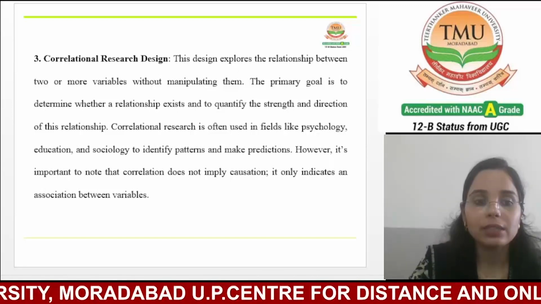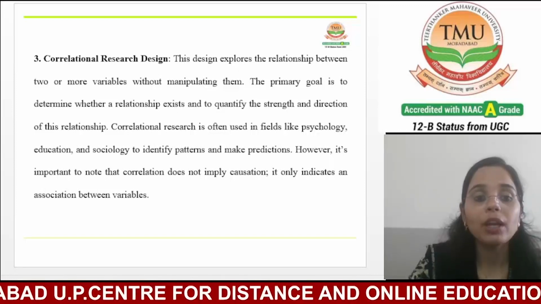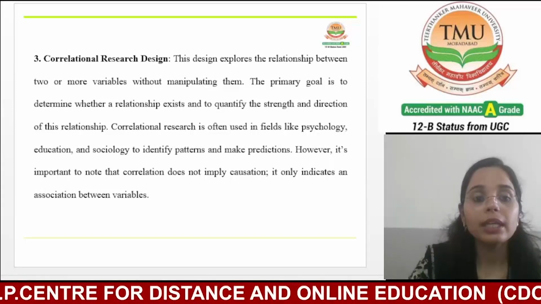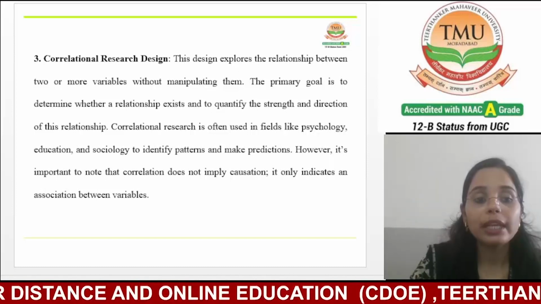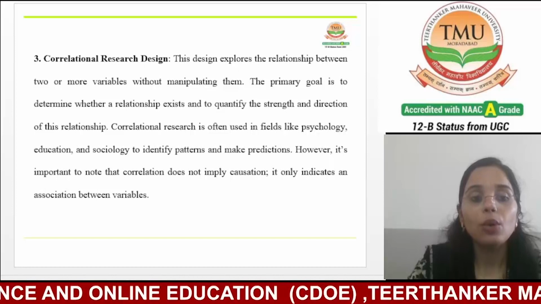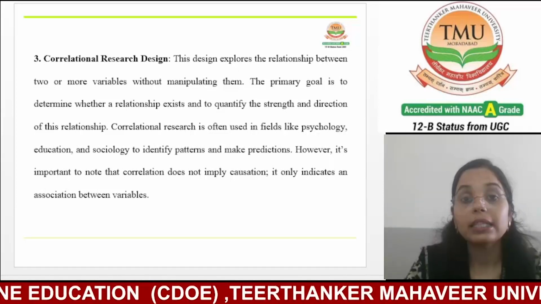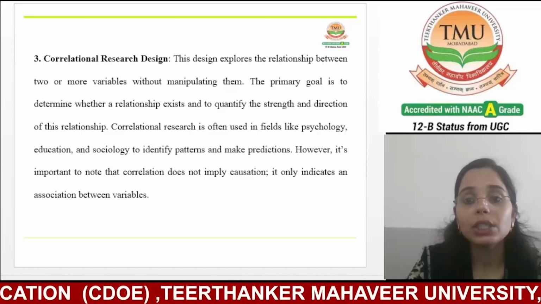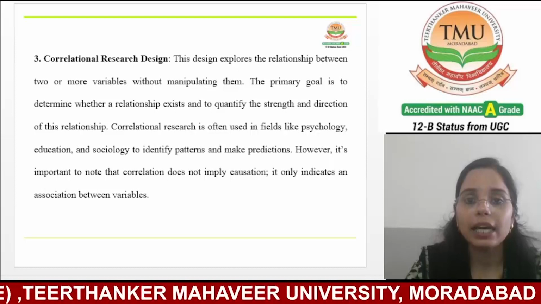So, correlation research is often used in social science, business, and healthcare to identify trends, make predictions, and inform decisions. For example, a correlation study might find that people who exercise regularly tend to have lower blood pressure, but it wouldn't mean exercise directly causes lower blood pressure. So overall, we can say that this design explores the relationship between two or more variables without manipulating them.